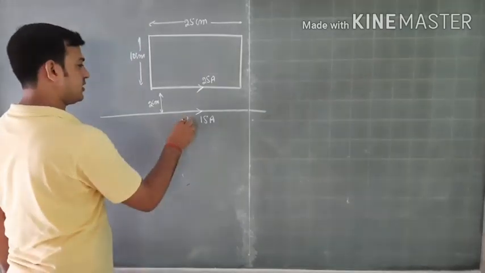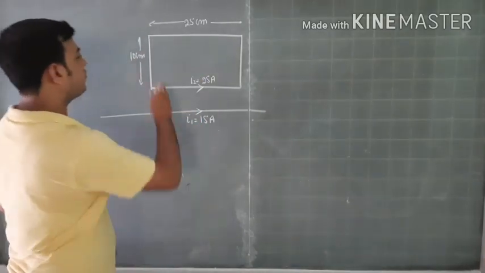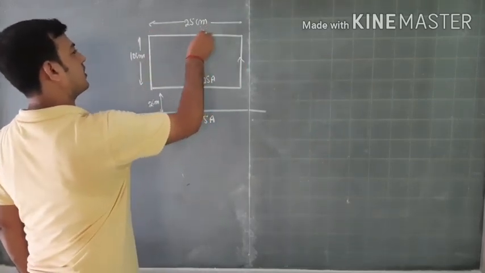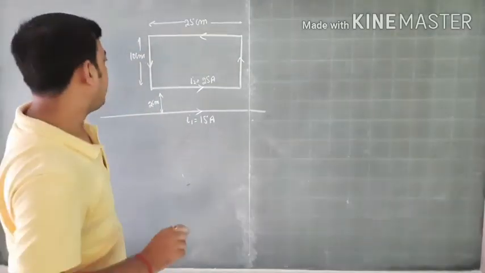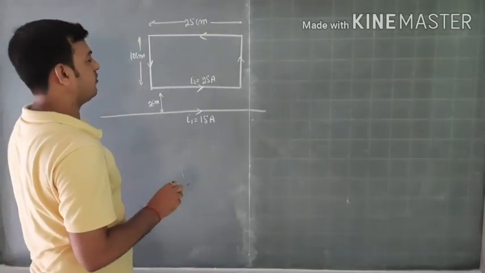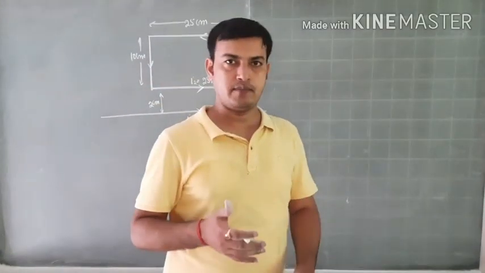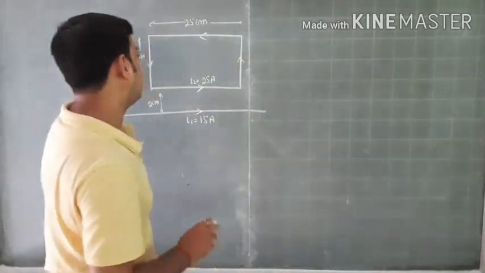So let us say that this current is I1 and this current is I2, and we need to find out the net force on this rectangular loop. To find that force, first of all, we will see the basic concept involved in this, and after that I will tell you a shortcut formula.